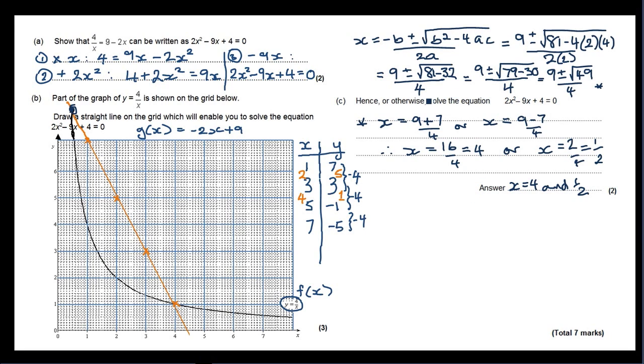There's the idea of using the quadratic formula to solve things, but also what this question shows you is that a graph is another way, added to the list of many ways that there are of solving a quadratic equation. So the intersection of these two lines also gives us our x values, giving us the answer x equals 4 and a half.